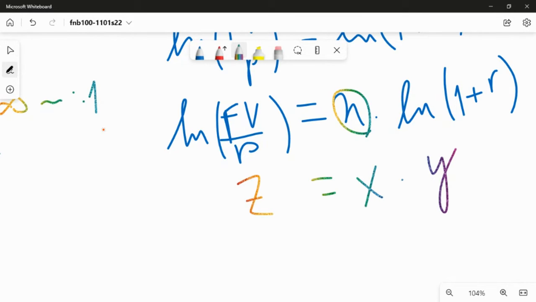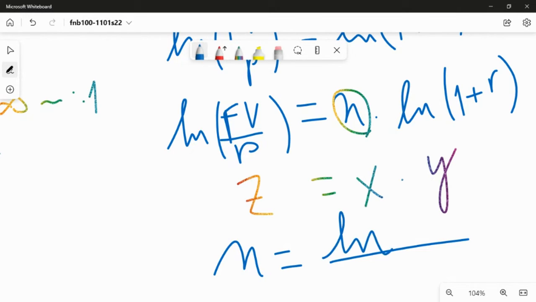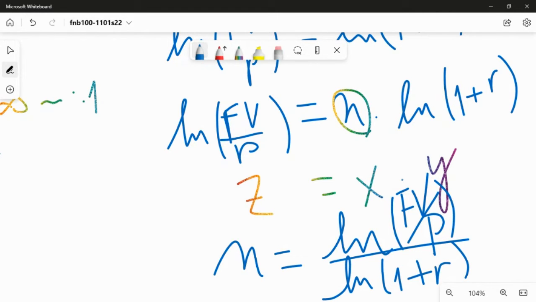So n will be, let me change that. N will be the natural log of, I'll just call it FV over P, divided by the natural log of 1 plus r. And calculating the natural log is done by Excel. So we have the formula now, right? So this was more involved than anything else because you needed the understanding of log and natural log and Euler's number, right?